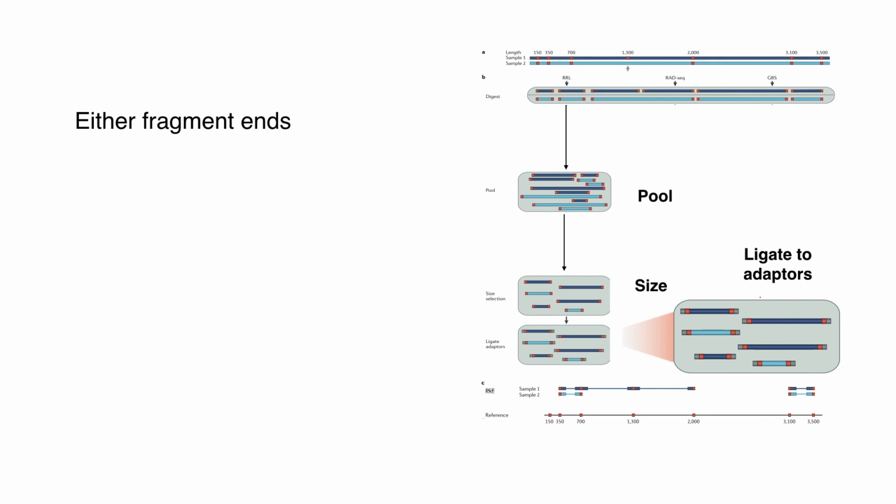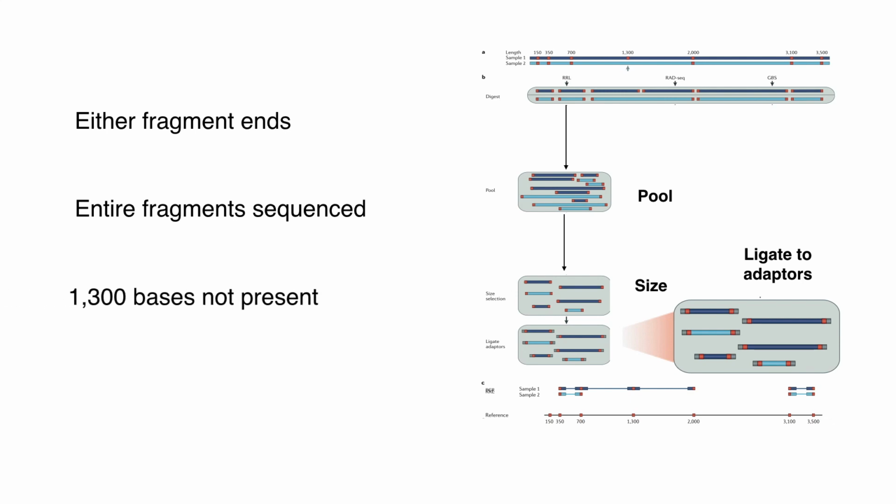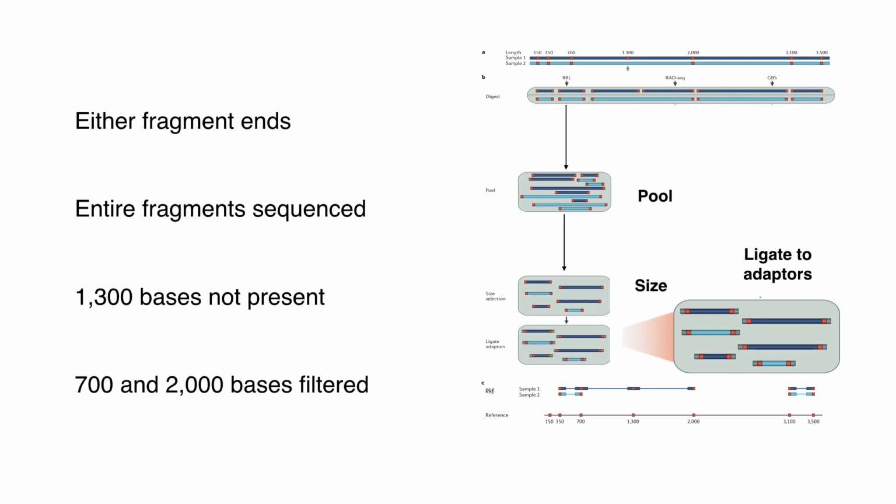Either fragment ends, shown here with thick lines, or the entire fragments, shown here with thin lines, between 300 and 700 base pairs will be sequenced. Because the site at 1,300 bases is not present in sample 2, the long fragment between 700 and 2,000 base pairs is filtered out by size selection.